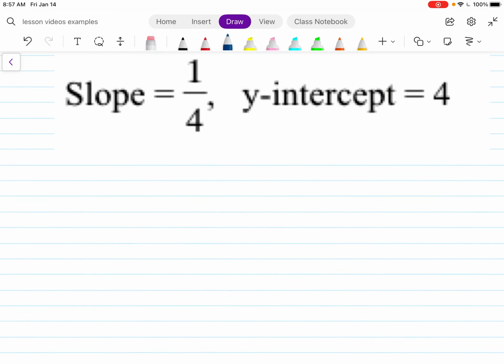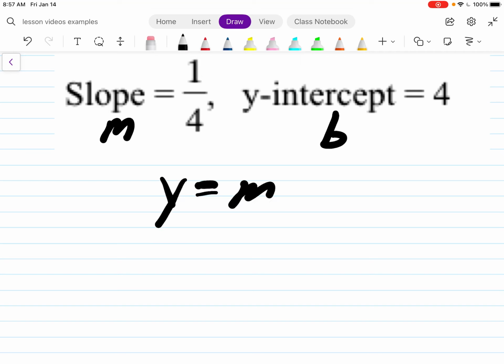Next one, slope 1 over 4, y-intercept is 4. We know the slope is m, the y-intercept is b. Still using y equals mx plus b.